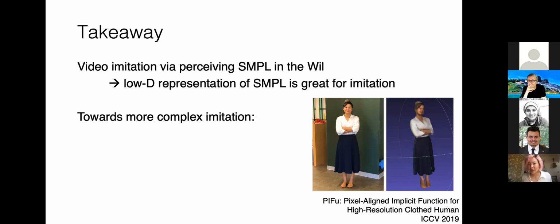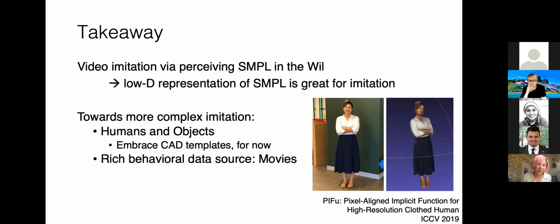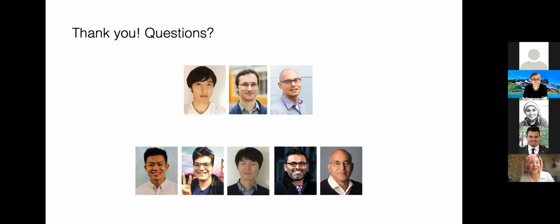Towards more complex imitation, we really want to look at humans and objects together, in which case we can embrace the CAD templates for now, and I'm looking at all these other object-based approaches. And then for rich behavior data sources, I think movies are the new frontier. All right, with that, I'd like to end my talk and take any questions. Thank you.